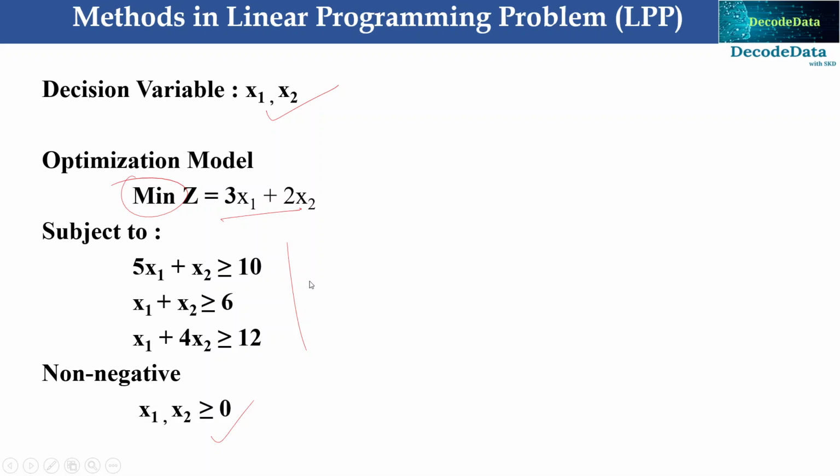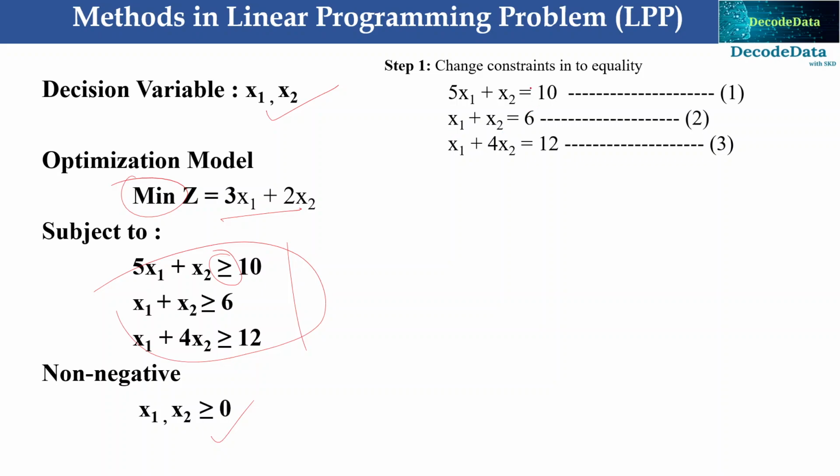Now, the first step that we have to go for is to convert these constraints, whatever the constraints we have right now, we have three constraints, into equality, right? How we will convert? We'll simply remove this sign of greater than equal to and just put the equal sign, right? So we have kept the equal sign for all three cases. So now it's converted into equality. Simple. This is equation 1, this is equation 2, and this is equation 3, so we'll say constraint 1, constraint 2, and constraint 3. Now we have three constraints with equality condition.